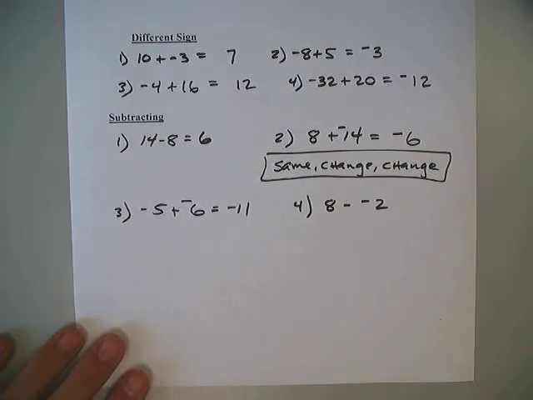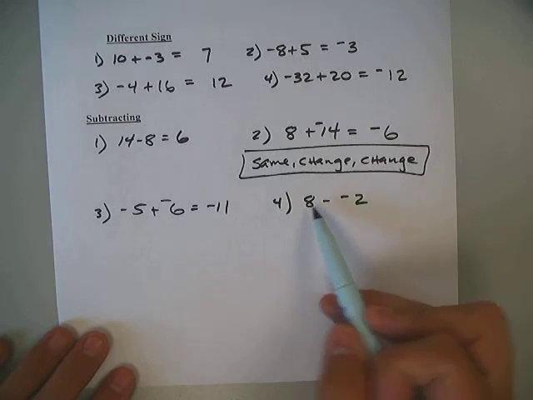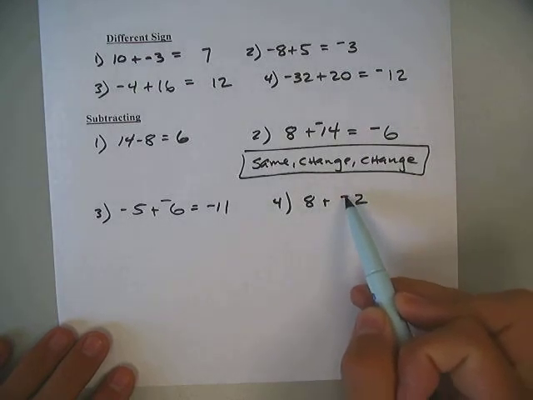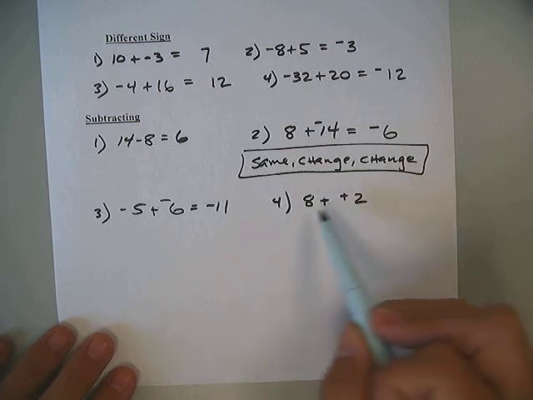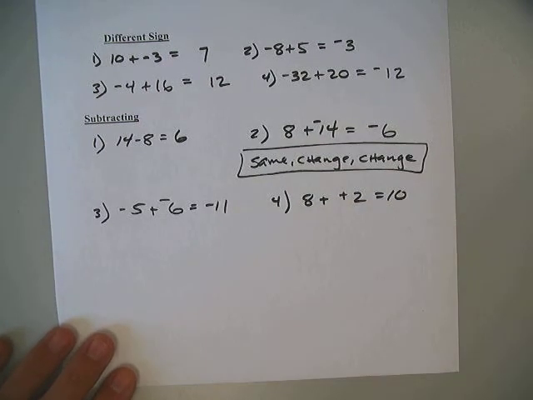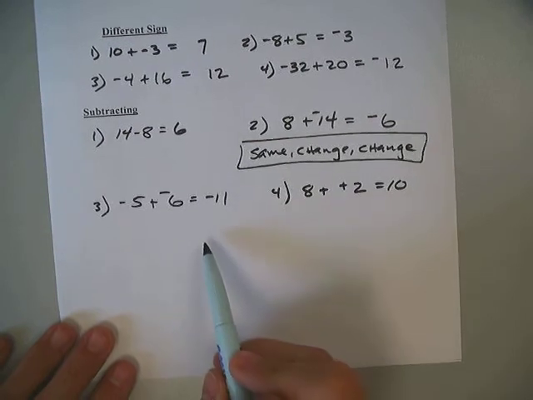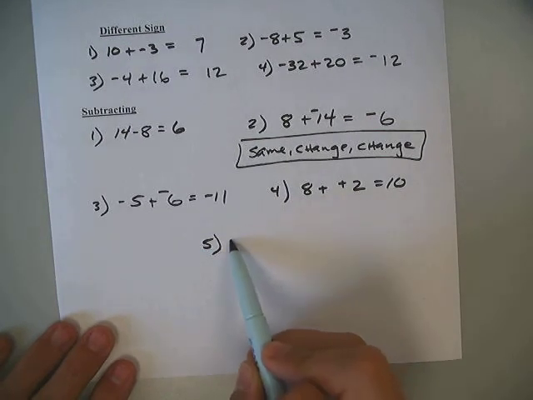Let's try another one. What about 8 minus negative 2? What I'm going to do is, again, same, change, change. Okay, it's always those 3 things. Same, change, change. 8 plus 2 is 10.